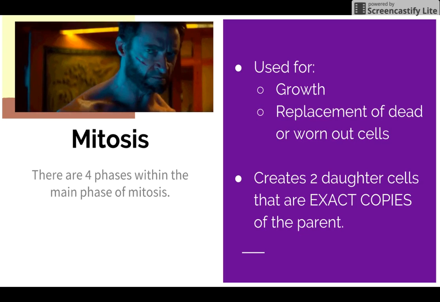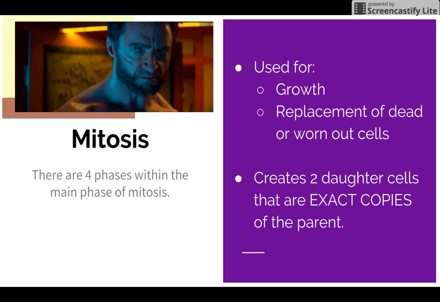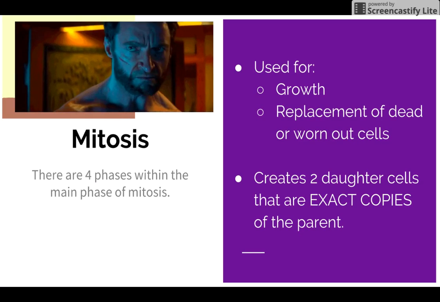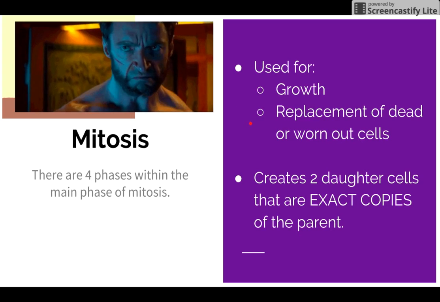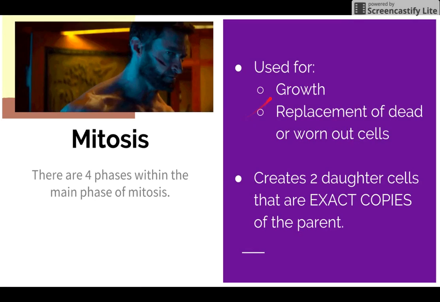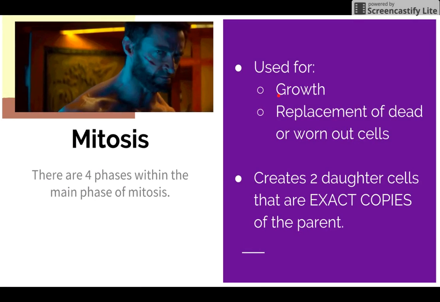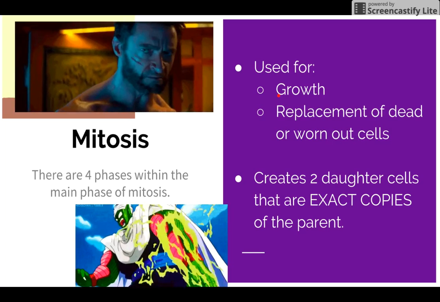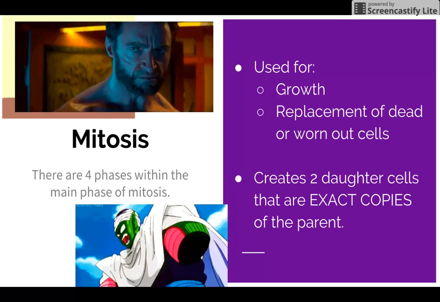So through the process of mitosis, it creates 2 new daughter cells that are exact copies of the parents. Again, making exact copies to heal the wound or to grow something, whether it's the plant or maybe you need to grow a new arm. Like this guy.